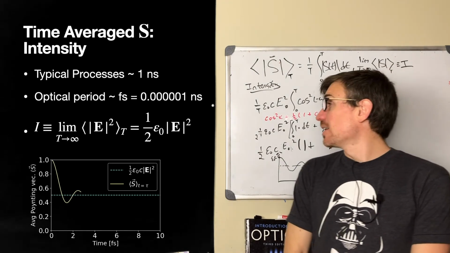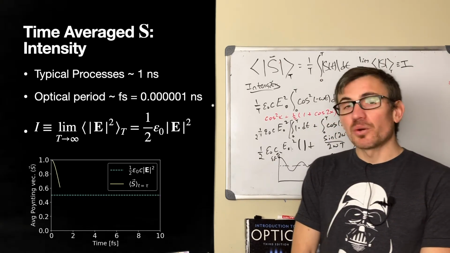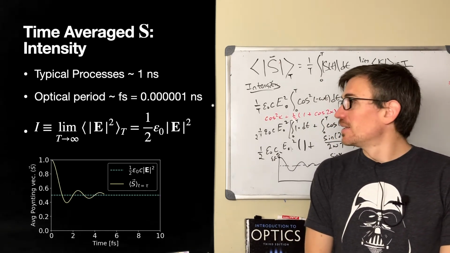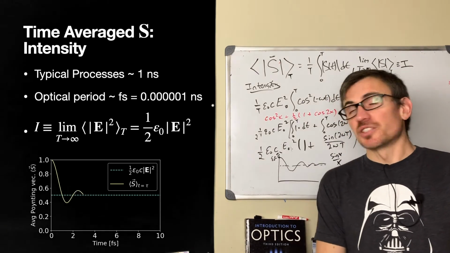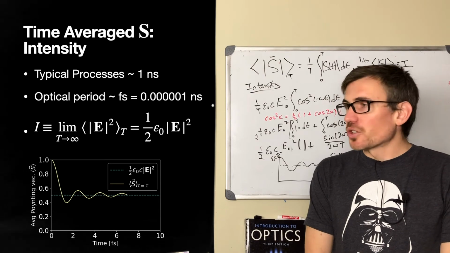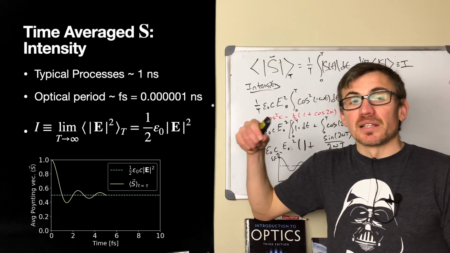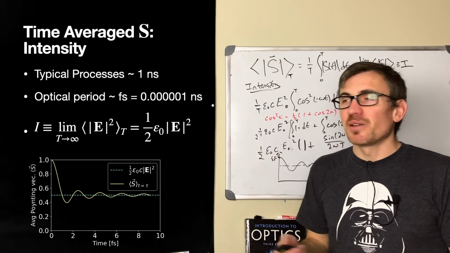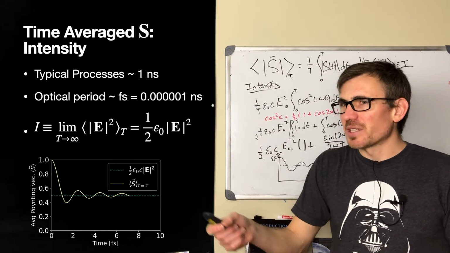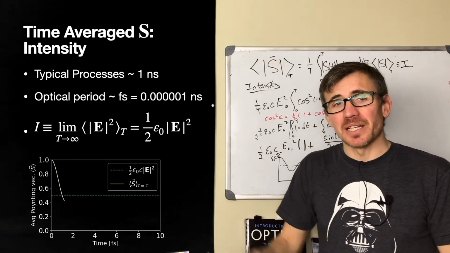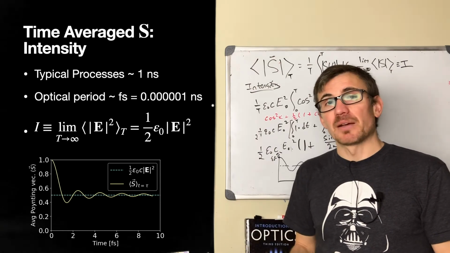So this is averaging over a few cycles. And we see that it very quickly oscillates about a half of epsilon naught c times E squared. All right? So it turns out that although the definition of intensity is the limit as t goes to infinity, here infinity means like 10 femtoseconds or something like that. After like 100 femtoseconds or a picosecond, that's like an eternity. It's going to be negligibly different from 1/2 epsilon naught c E squared.